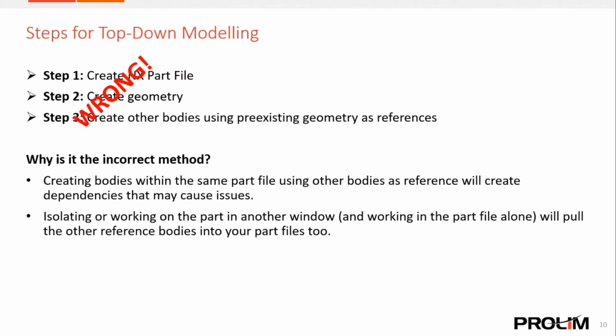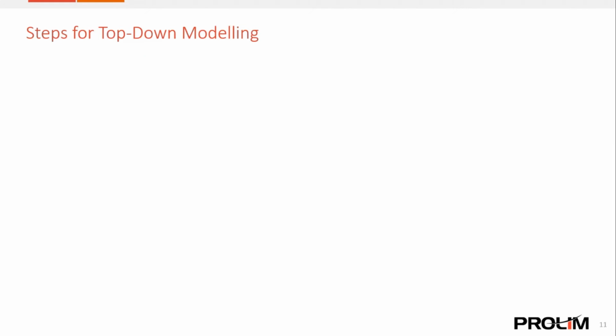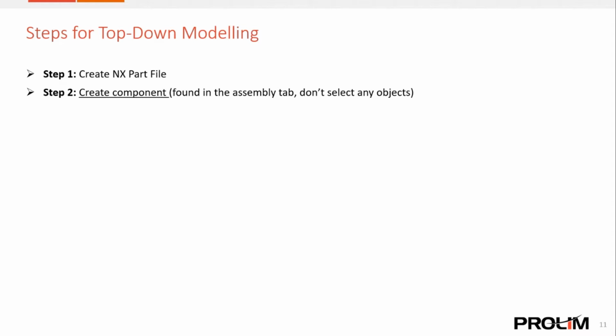So what are the proper steps? Well, as you may have guessed, the first step is the same, which is where you create your NX part file. Step 2, and this is very important, is to immediately go into your assembly tab and create a component. You don't need to select any objects because it doesn't have a red star, and a red star or red asterisk usually means it's required. In this case, it doesn't have one, so you don't need one.